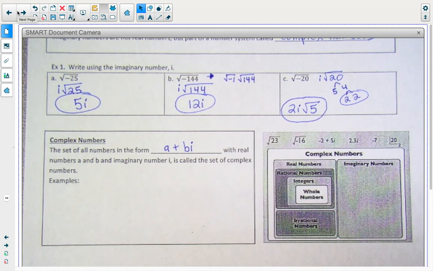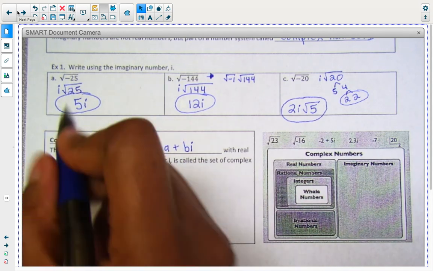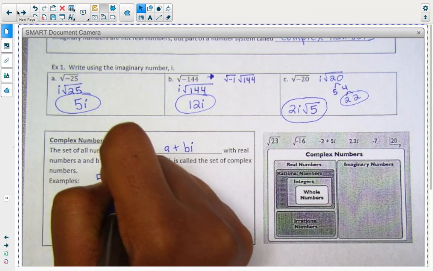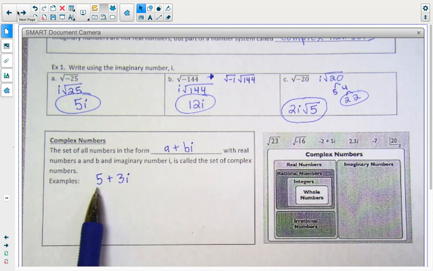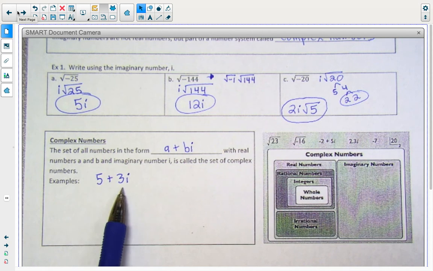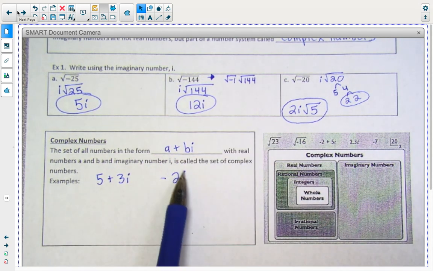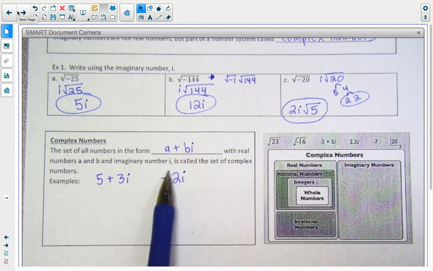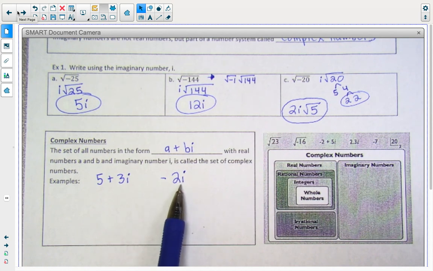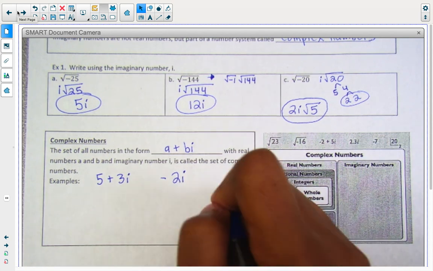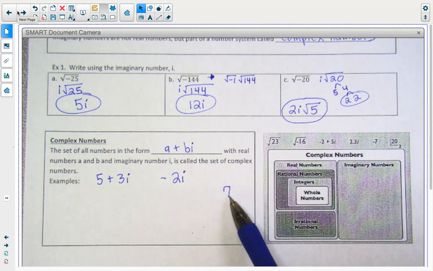So some examples, I'm going to be writing down lots and lots of examples. One example would be 5 plus 3i. 5 is the real part, i is the imaginary part. Negative 2i only has an imaginary part, but I can do the real part if I wrote it as 0 minus 2i, but we don't need to write the 0 there. Another example would be 7. 7 is a pure real number. There's nothing imaginary to it, but I can write it as 7 plus 0i if I needed to.